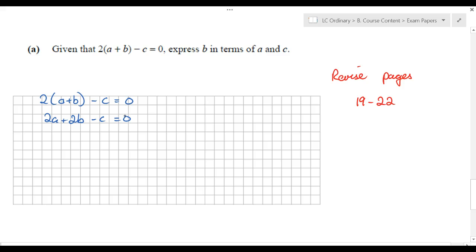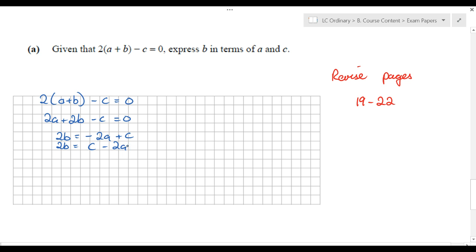We now want to isolate the b term. We want to get it on its own on one side of the equals. And since it's already on the left hand side, I'm going to leave it there, and I'm going to bring 2a and c across the equal sign, and when they go across, they change signs. It becomes minus 2a plus c. So you can say 2b is equal to c minus 2a.